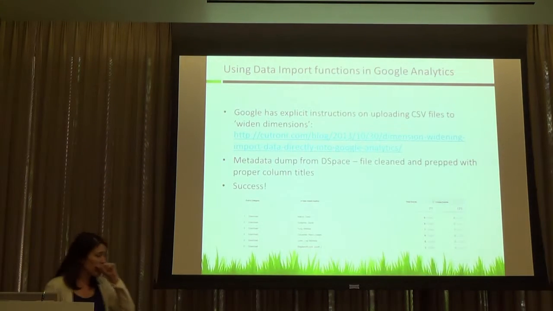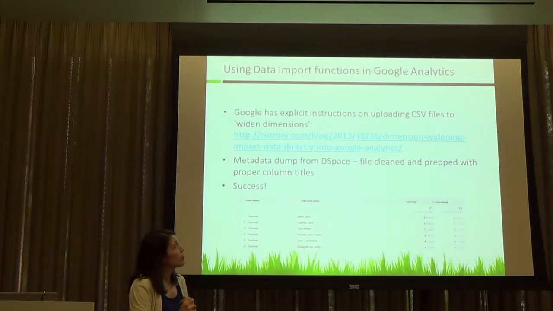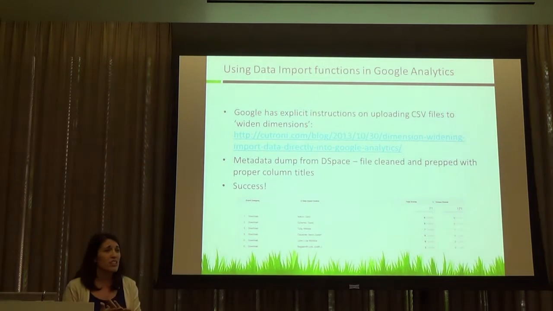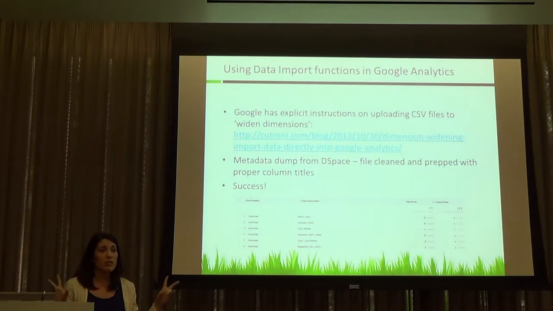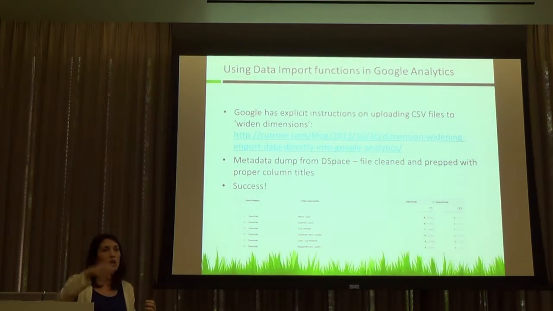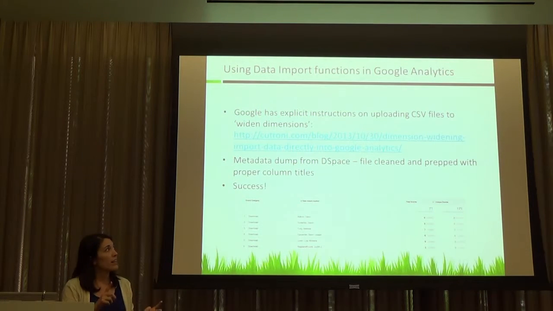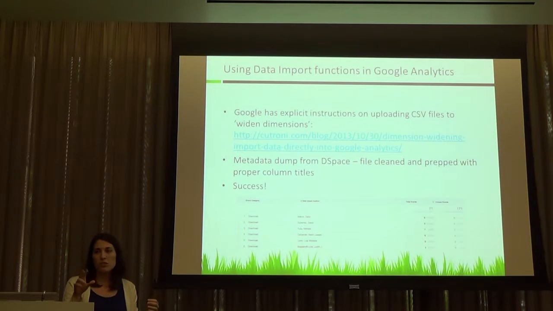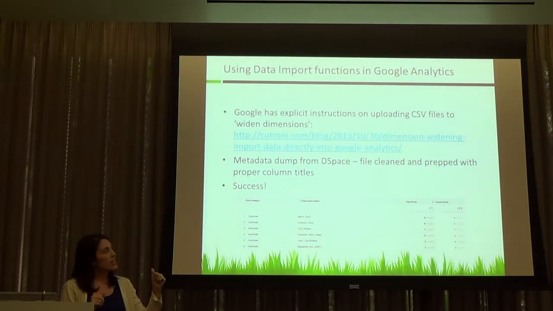So the first thing I looked at was the data import function in Google Analytics. There's a lot of documentation on this. You're manually uploading CSV files to basically widen dimensions. I took a metadata dump from DSpace, and I just pulled only 4 columns that I wanted to use: author, title, content type, and the faculty advisor. And I cleaned up that file so it only had those 4 types.